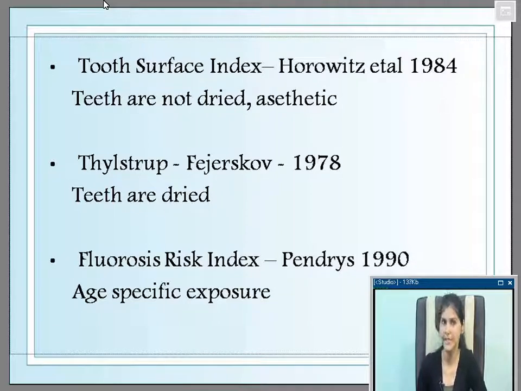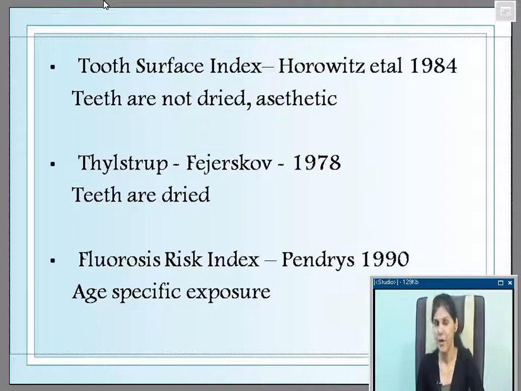Now the tooth surface index was given by Horowitz et al. in 1984. Now this is the same Horowitz we just discussed for the Anglo-Saxon liberal criteria for pit and fissure caries detection. Now why this index is not as sensitive as the Thylstrup-Fejerskov index is because in this index, when you are examining the teeth for fluorosis, the teeth are not dry. They are examined in their natural state.